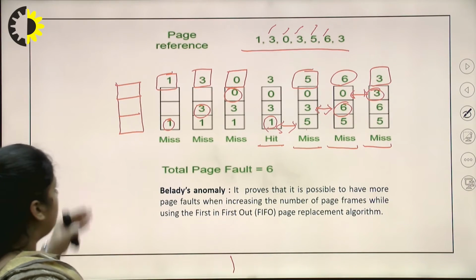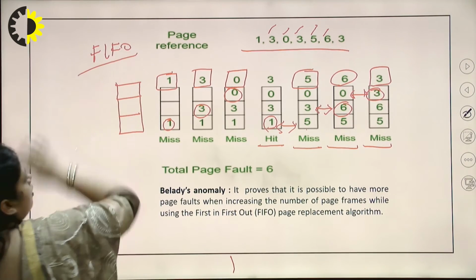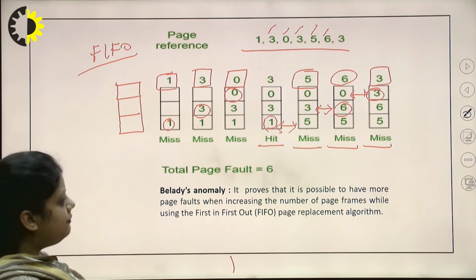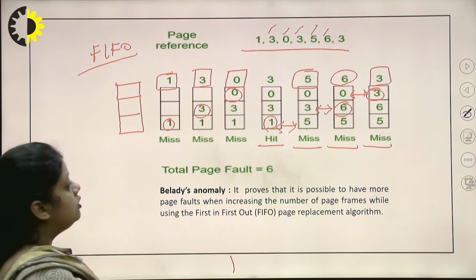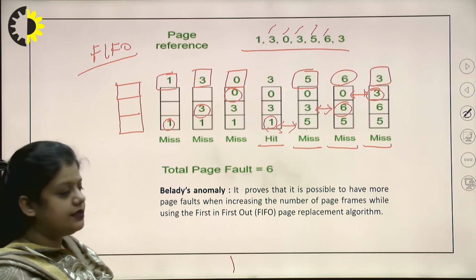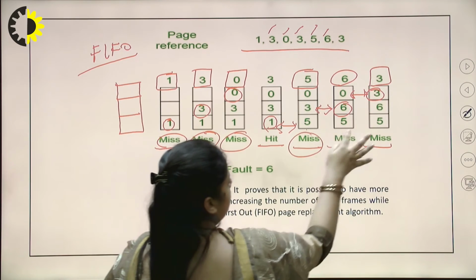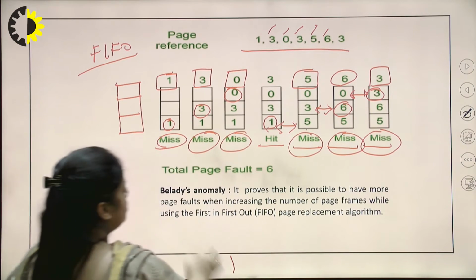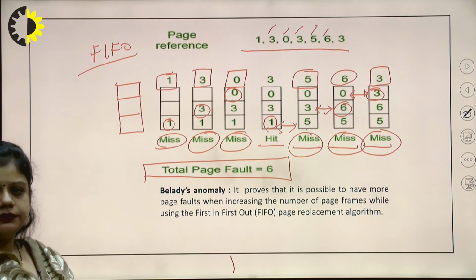So, this is how this first in, first out page replacement algorithm works. If we count the number of page faults, that will be equal to the number of misses that have taken place. So, it is 1, 2, 3, 4, 5 and 6. So, the total number of page faults will be 6.